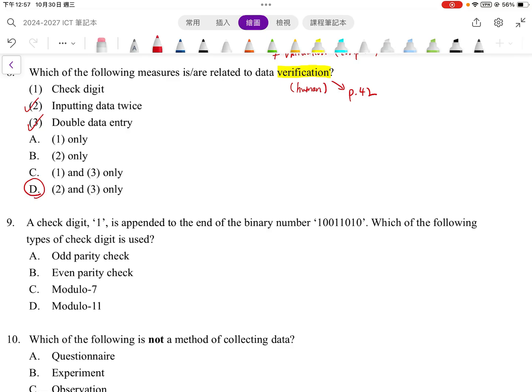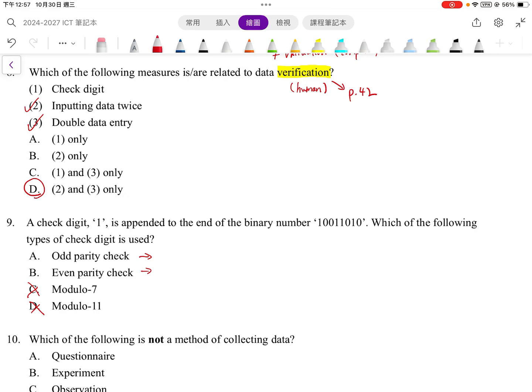Number 9, a check digit is appended to the end of the binary number 1001 1010. Which of the following types of check digit is used? In these 4 options, you can see C and D are not really related to what we have learned. So very obviously, you will just get these 2 answers out of your choice. The remaining 2 options are A and B, odd parity check and even parity check. We have done these 2 parity checks in one of the lessons.